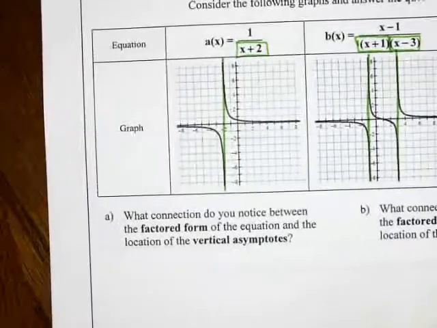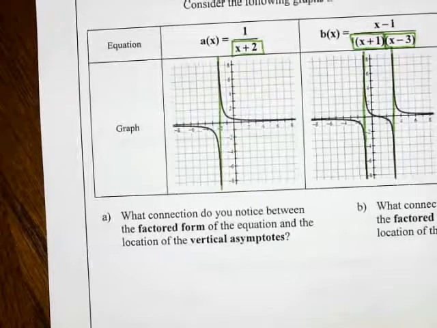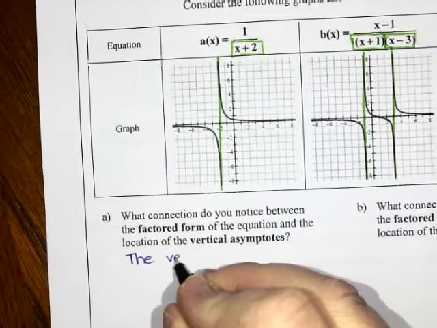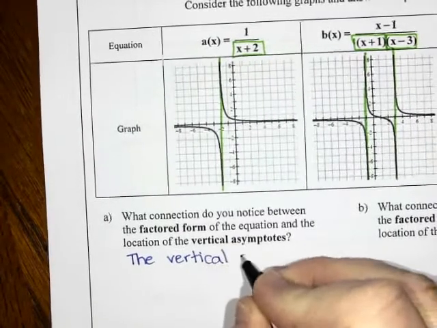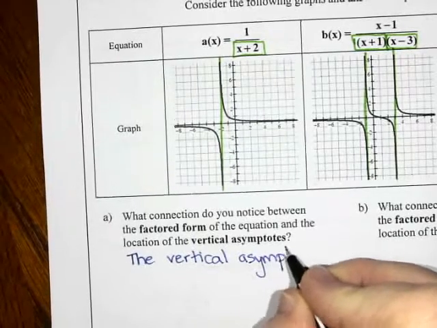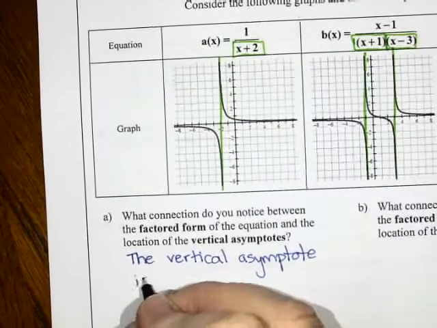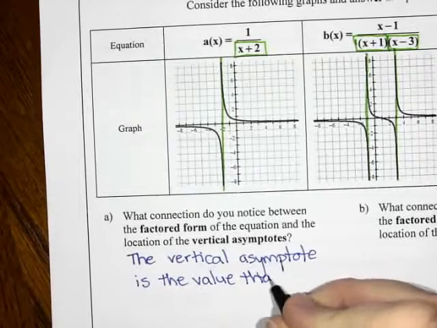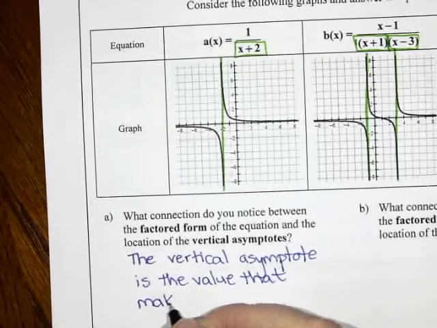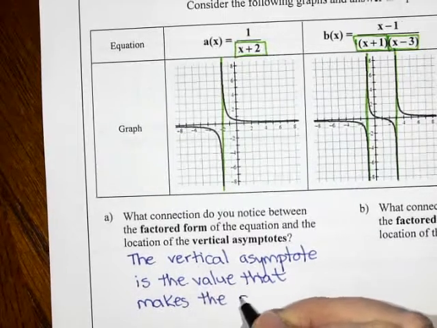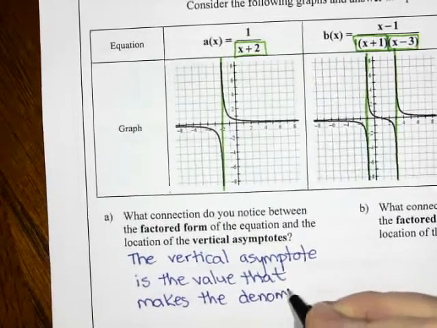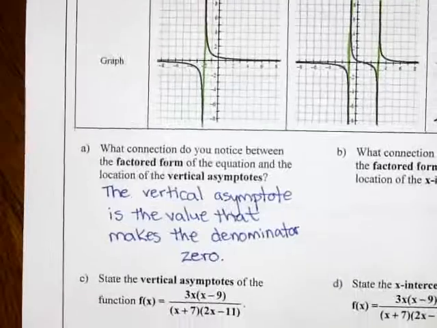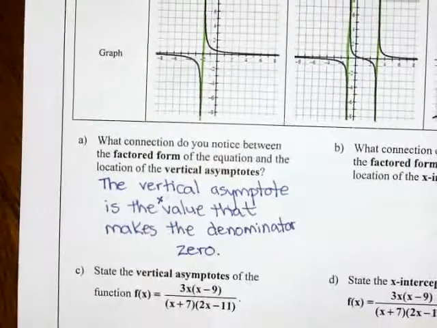So what connection do I notice between the vertical asymptote and the factored form? I'm going to say the vertical asymptote is the value that makes the denominator 0. I probably should have specified that it was the x value that makes the denominator 0.